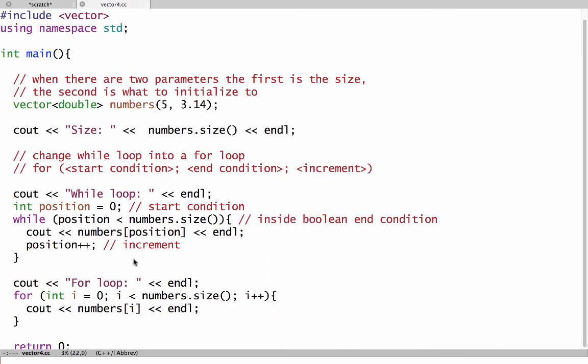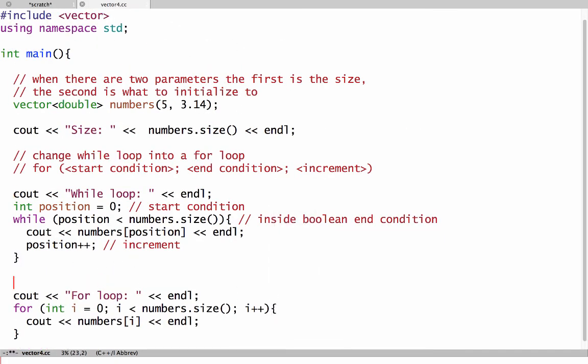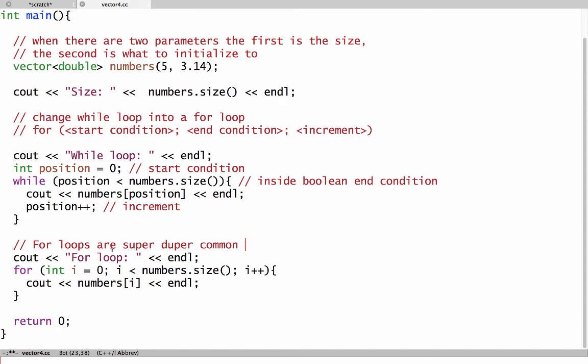For loops, super duper common. In fact, they are really, really common. Often much more common than while loops, right? Because there's going to be a lot of times that we have a string or a vector or a set of some kind, and we want to go through and look at every single thing in there. And the for loops are designed exactly for that. Okay? Start condition, end condition, all the way through.